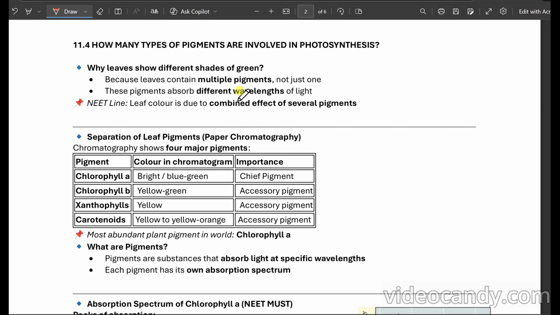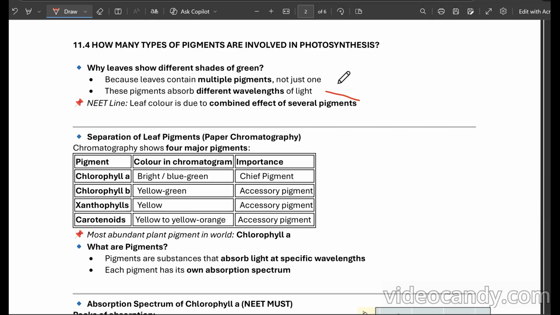These pigments absorb different wavelengths of light. हर एक pigment अलग अलग light को absorb करता है. And the leaf color is due to the combined effect of all these several pigments. So when you see a leaf, sometimes it looks dark green, light green, only green, pale green. So it's all a combination of different pigments involved in photosynthesis. जितना भी पिगमेंट्स है उसका कॉम्बिनेशन का इफेक्ट वो लीफ का कलर दिखता है.